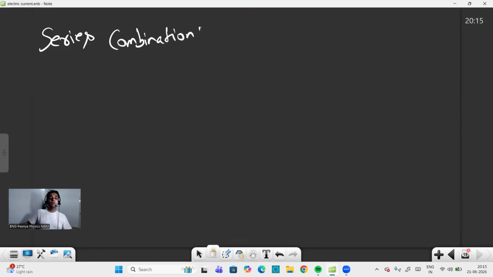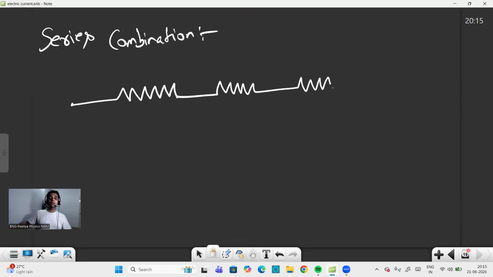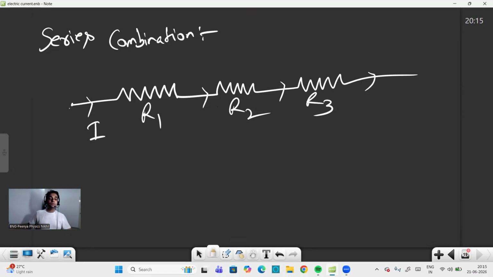What happens? When the resistors are connected one after another, for example, this is resistor 1, this is resistor 2, and this is resistor 3. This is R1, R2, and R3. When they are connected one after another, like this. Okay? So what happens? The current goes in the first resistor, if we connect this across any cell, then only current will go.